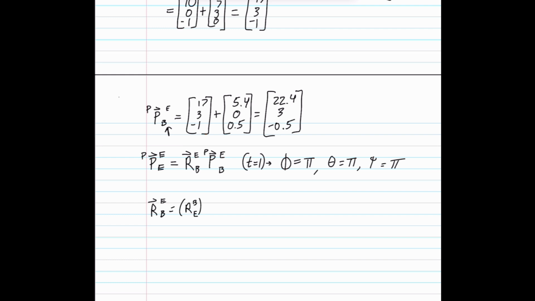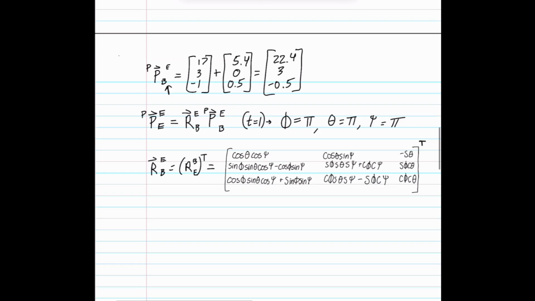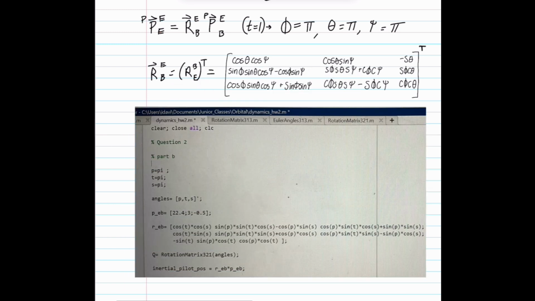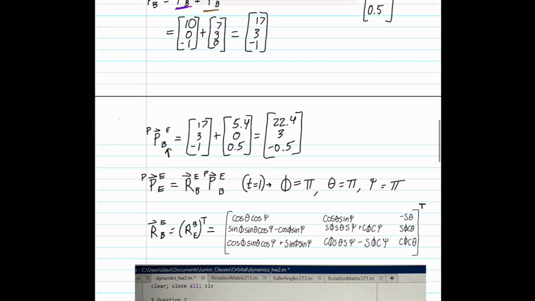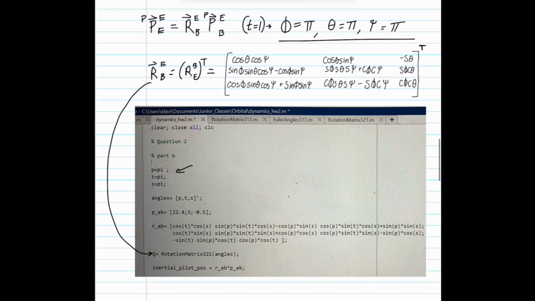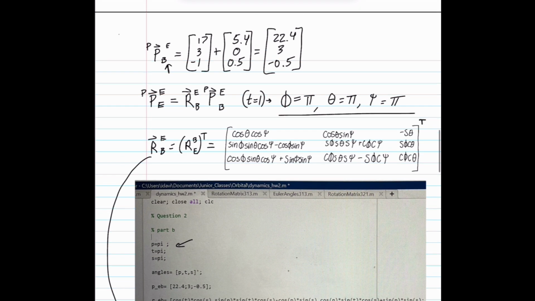The rotation matrix from the body frame to the inertial frame is the transpose of the inertial frame to the body frame because it's an orthogonal matrix. So let's just take the transpose of that. And this is the MATLAB code. So just defining our angles right there and making a vector for the angles so that we can plug it into this function that I have written somewhere else. For the rotation matrix, Q is just different notation for it.